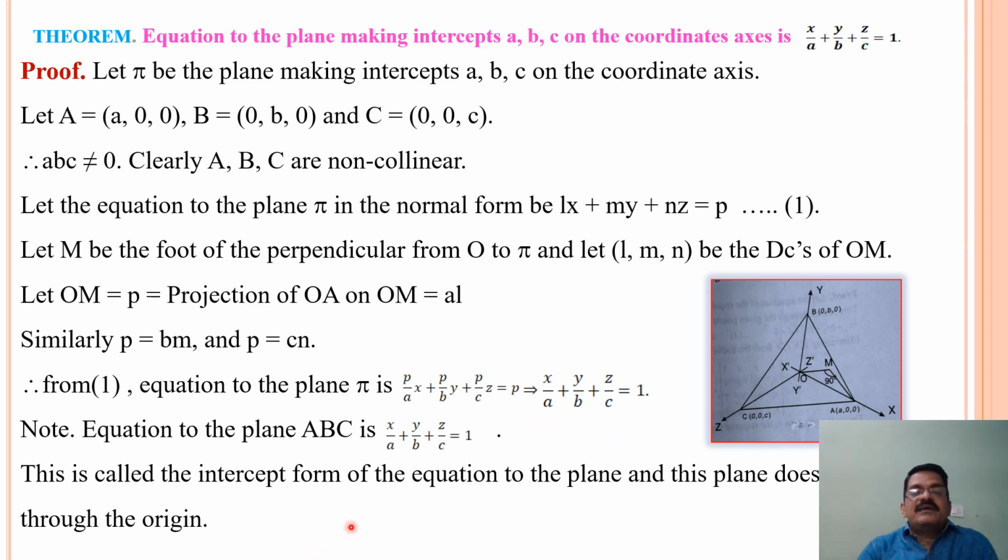So this is called the intercept form of the equation to the plane, and this plane does not pass through the origin.